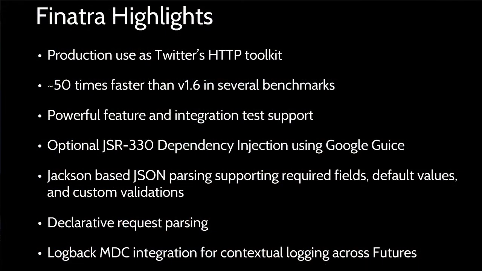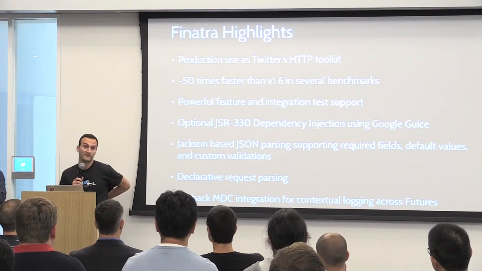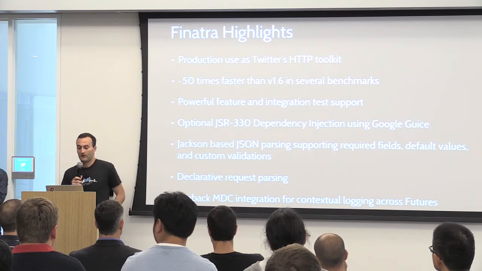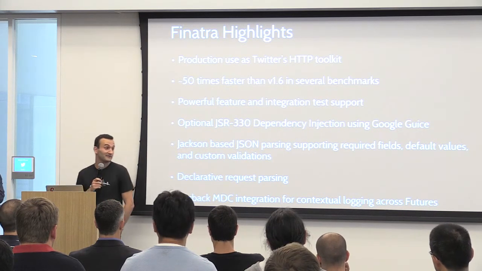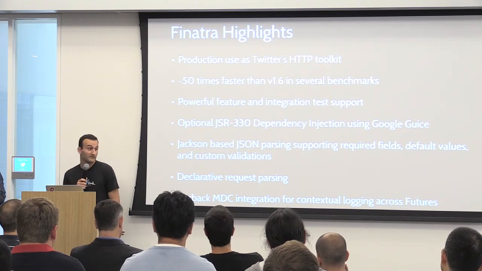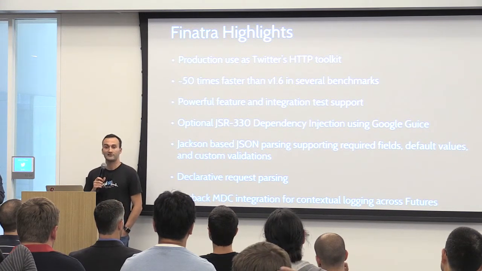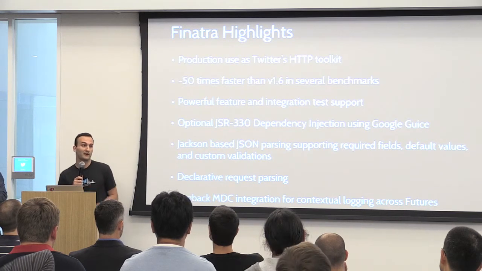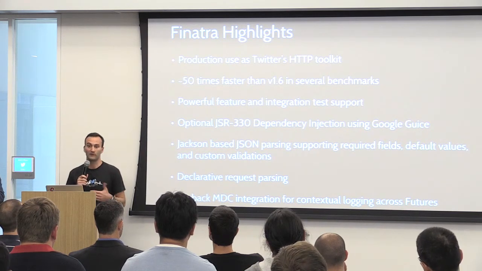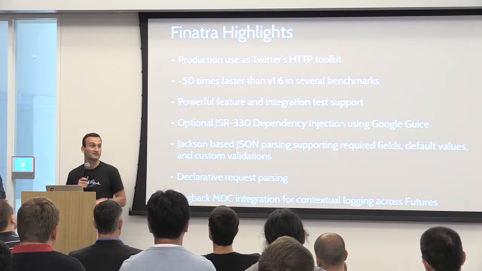Some highlights. Finatra has widespread use as Twitter's production HTTP framework. If you've used Finatra 1, 2 is about 50 times faster in many benchmarks. We have powerful feature and integration testing support, optional support for JSR 330 using Google Guice. We've got improved integration with Jackson over the normal Jackson Scala module. So we do things such as supporting required fields, default values, and validations on fields.